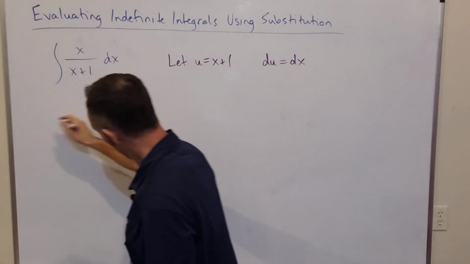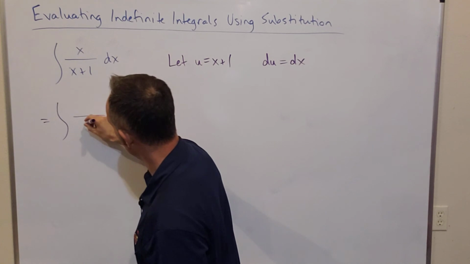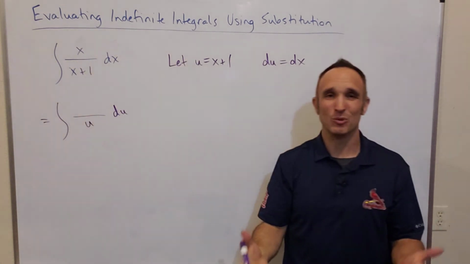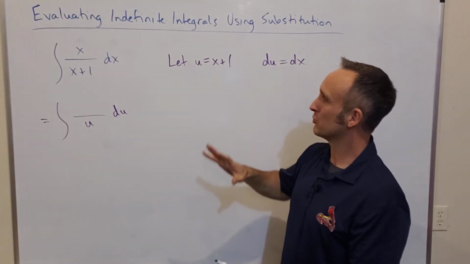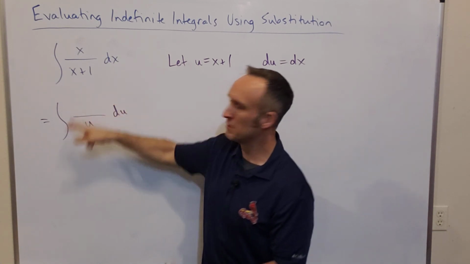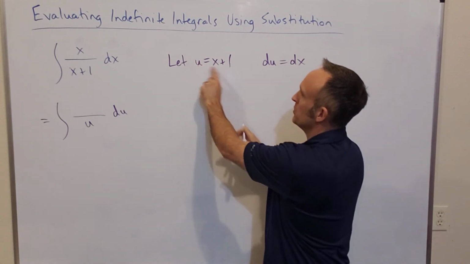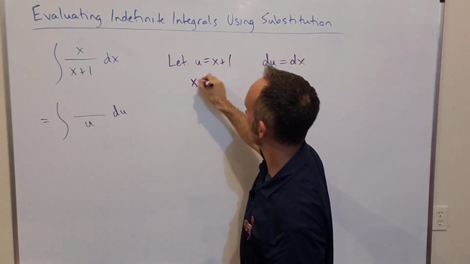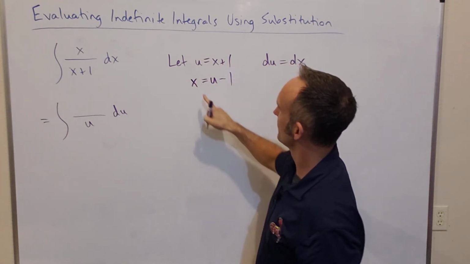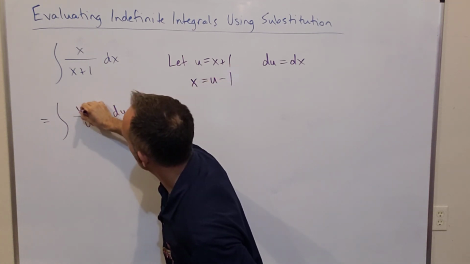So if we're reconstructing our integral, x plus 1 turns into u, dx turns into du, and on top I've got x. What do I do with this x? Well, it's really not that complicated. I can't write x because I can't mix x and u stuff together. But I have a relationship between u and x right here. I can solve this for x in terms of u. I could subtract 1 from both sides. So what I can do is replace this x with u minus 1.